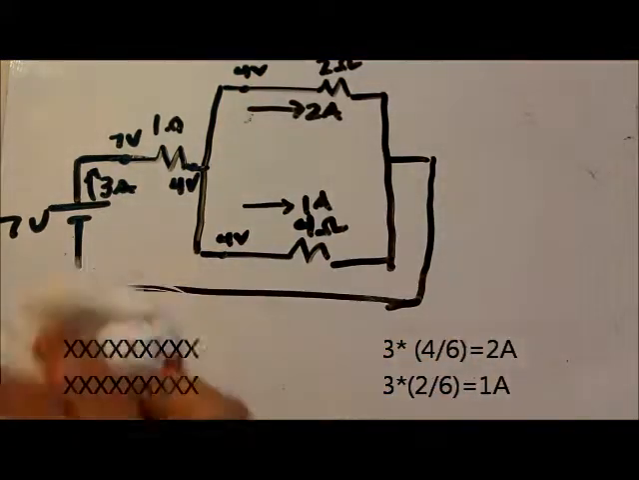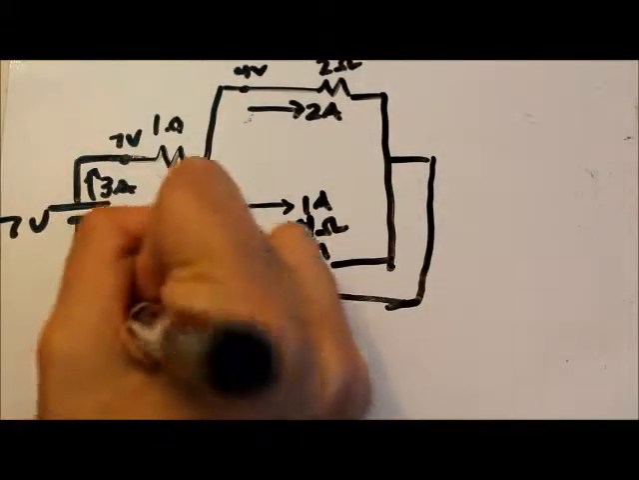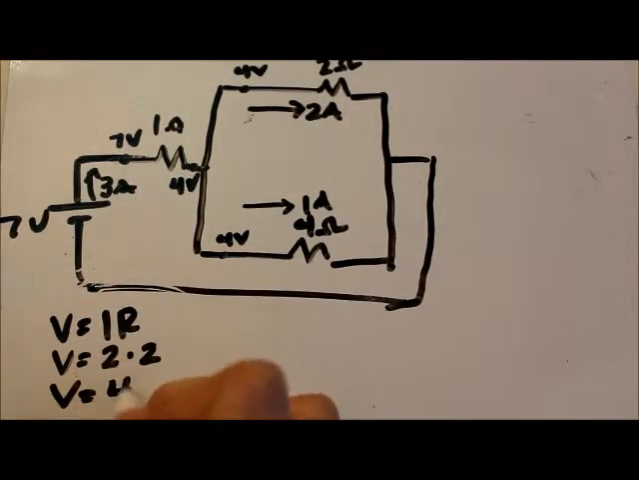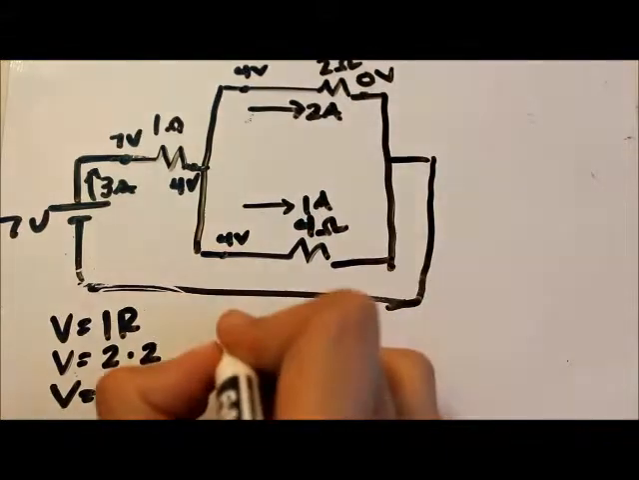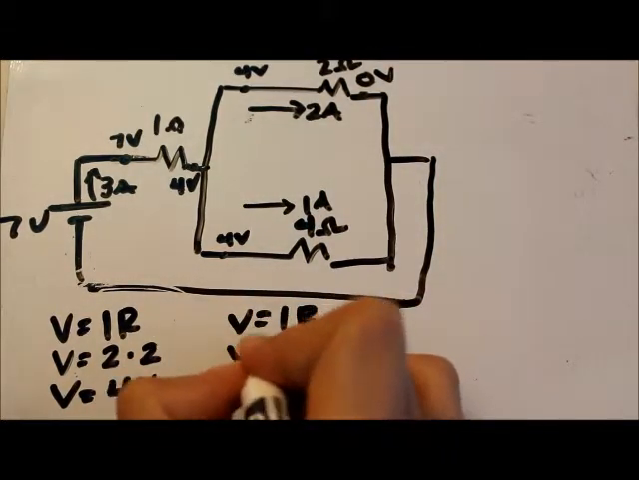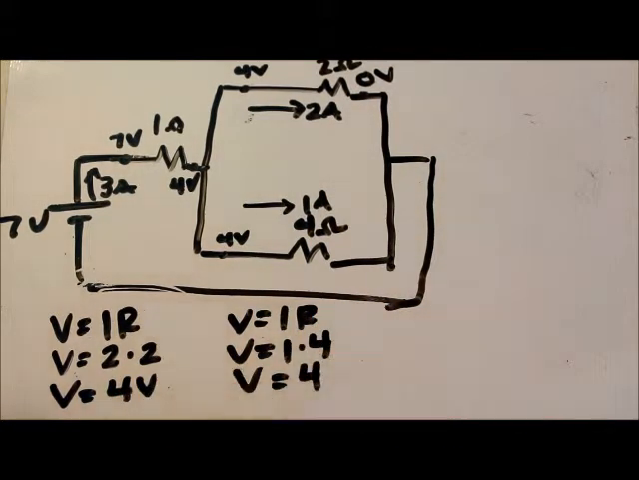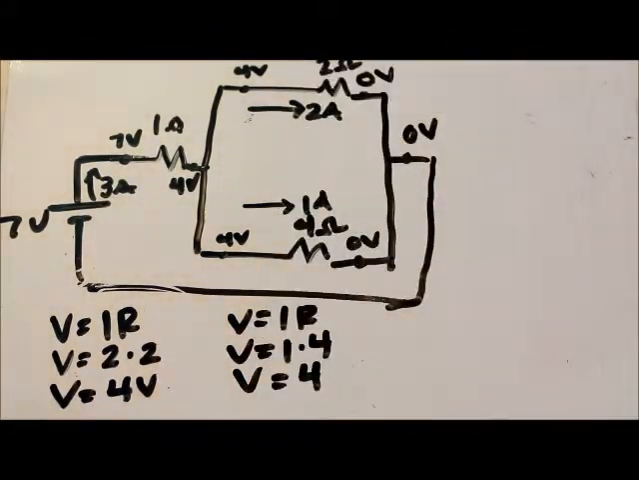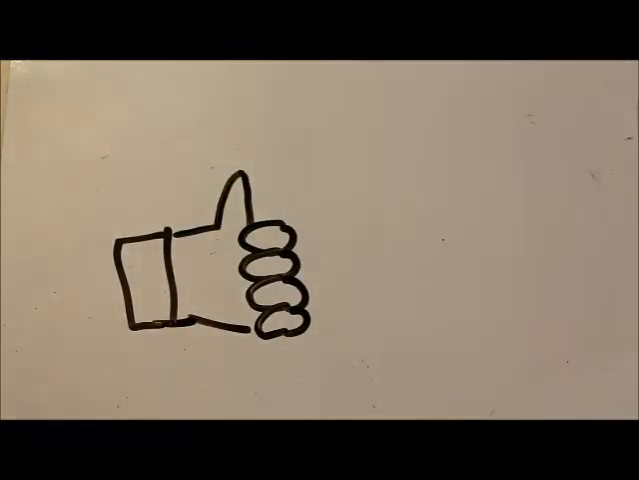Now that we have resistance and current, we can calculate our voltage drop across each. Both branches will end up giving you a voltage drop of 4 volts, so you are left with 0 volts. And that's how you solve and simplify circuits with resistors.